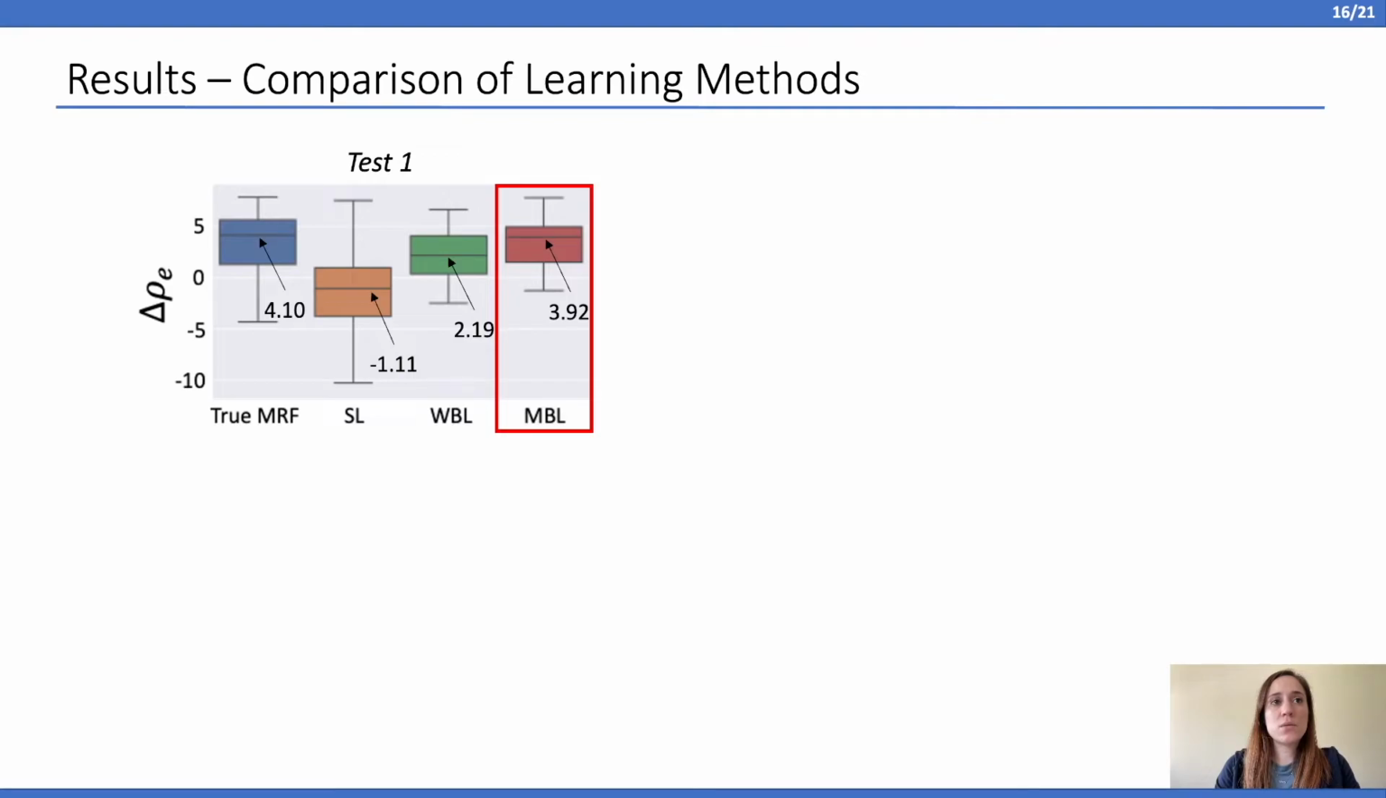In test 1, we first learn the MRF with the 3 methods. Then we insert the learned MRF in POMCP and compute its performance. The picture shows that the best performance in terms of discount return is obtained with MBL, with a median of 3.92, followed by WBL, with a median of 2.19.